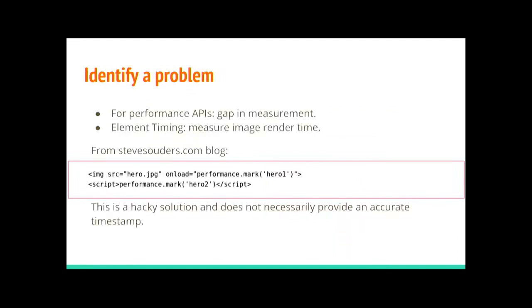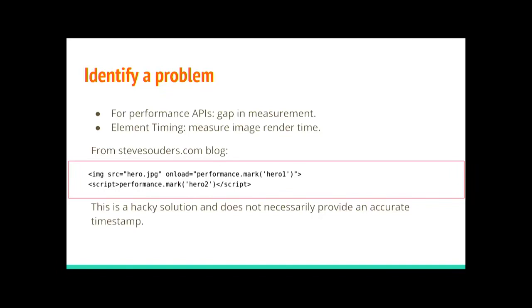Now let's go over the steps to ship an API. The first step is to identify a problem. So in the case of performance APIs, the problem will basically be there's a gap in measurement. There's something that web developers want to measure, but they can't do it right now, or they can do it, but in a very hacky or unreliable way. In the case of element timing, the gap in measurement is being able to measure when an image has rendered on the screen for the user.